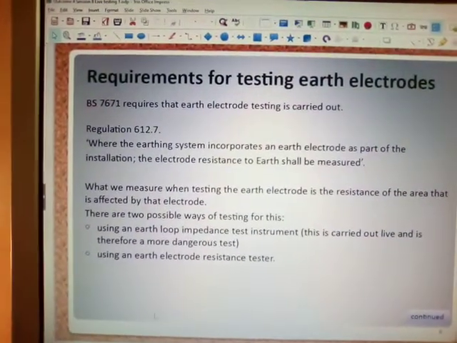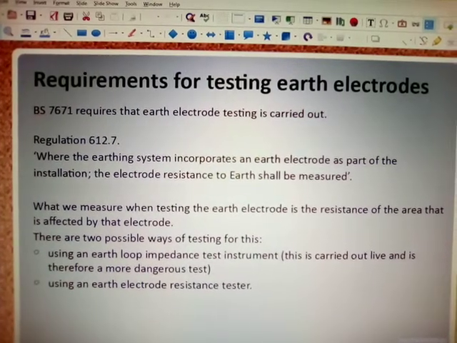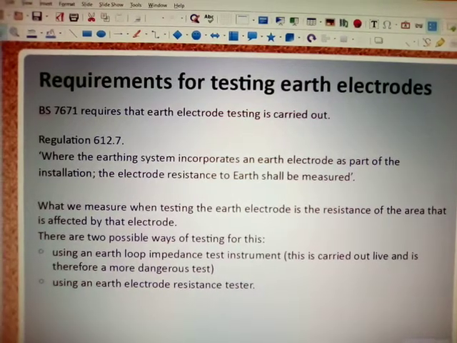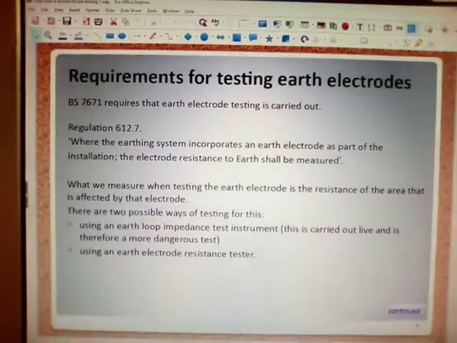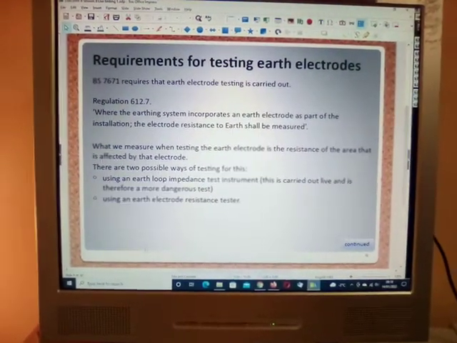And here we have the requirements for testing, okay? And again, BS 7671. I'm not going to read this to you. You're capable of reading this for yourselves, okay? And implementing it at your discretion.